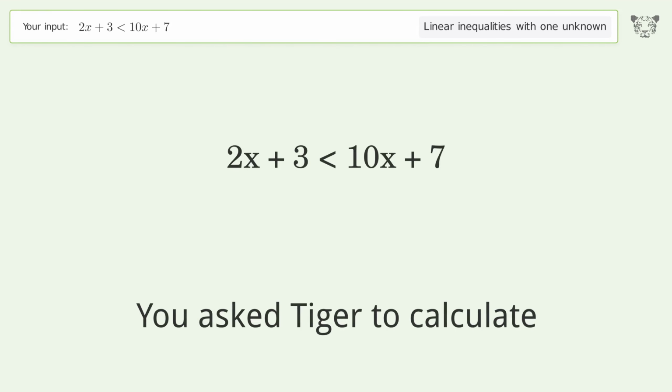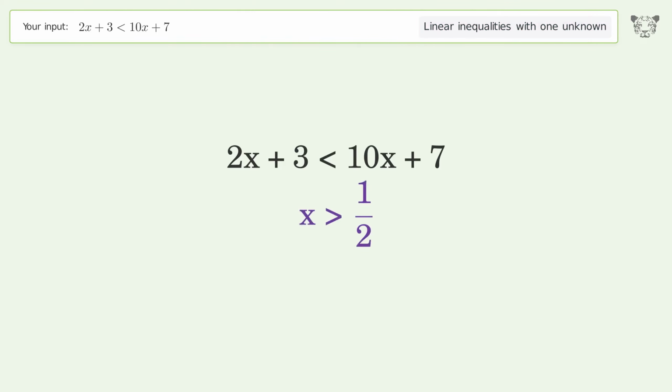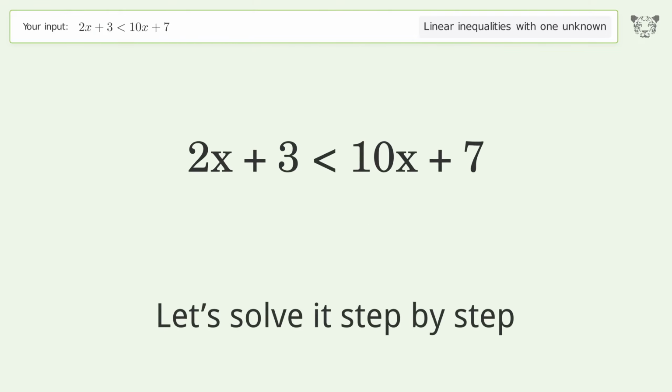You ask Tiger to calculate. This deals with linear inequalities with one unknown. The final result is x greater than -1/2. Let's solve it step by step.